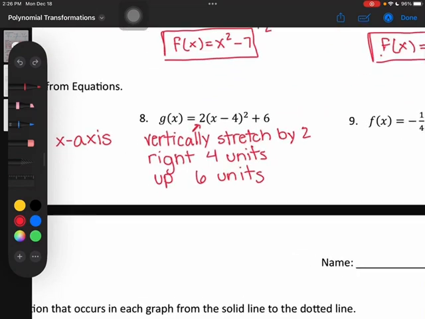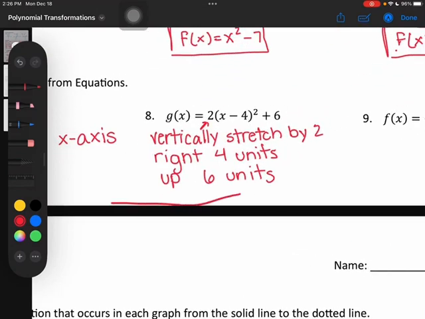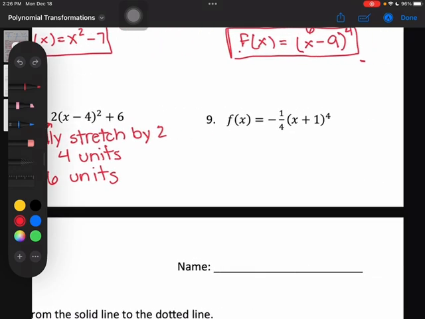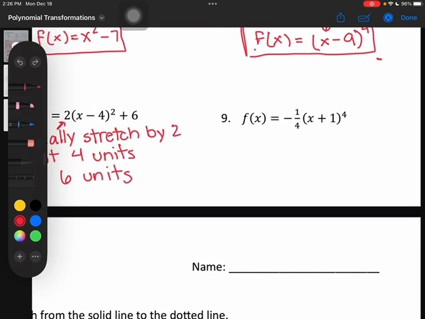Okay. And then here we have 9. There we go. And here we also have a couple things happening. This is a quartic function. First thing I see is the negative. So I know that it's going to reflect over the x-axis. I also know that that 1/4 is going to vertically compress because it's less than 1.